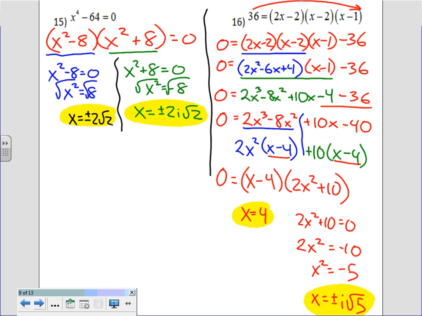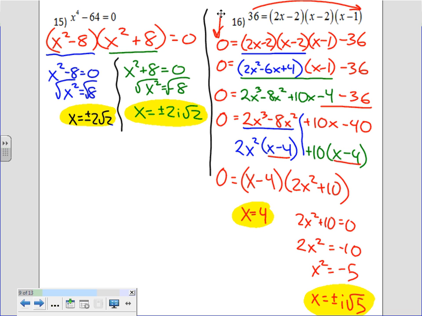15, again, just breaking up into factoring and setting them both equal to 0 and taking the square root. 16, the key here is this. A lot of people say, well, can't I just set each parentheses equal to 0? No, because it equals 36. You have to have it equal to 0. So notice, you have to set it equal to 0.